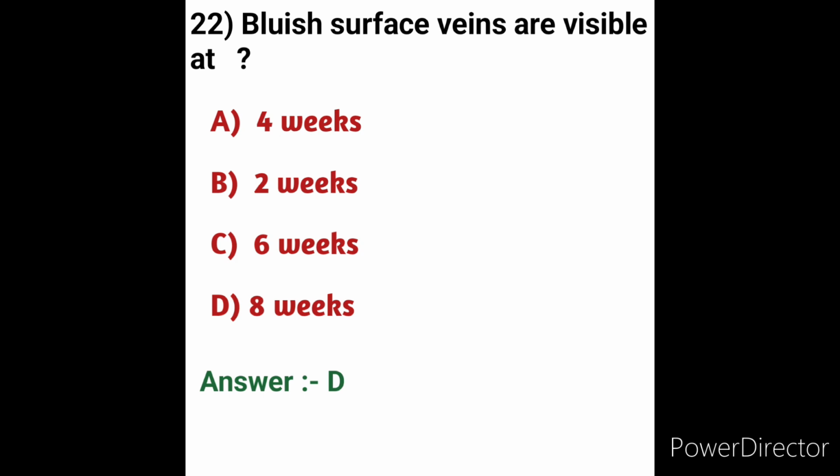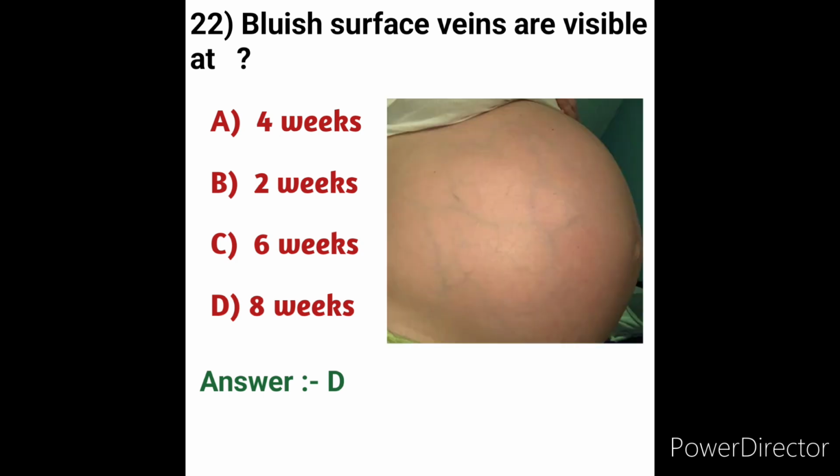So here option D is the correct answer, which is when your body has started producing more blood to supply more blood support to the uterus and your baby. In these cases we can see the bluish colored veins. Here we can see in this picture, not only in the abdomen, we can see in the legs also the bluish discoloration of the veins. Option D is the correct answer. Not only 8 weeks, it will be 8 to 10 weeks of time we can see bluish surface veins in the body.